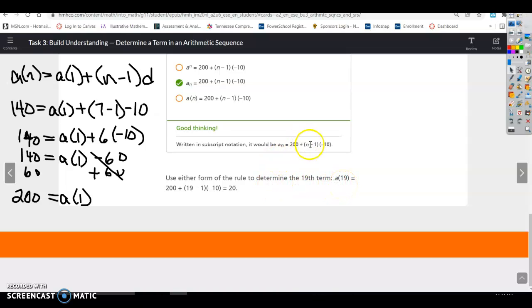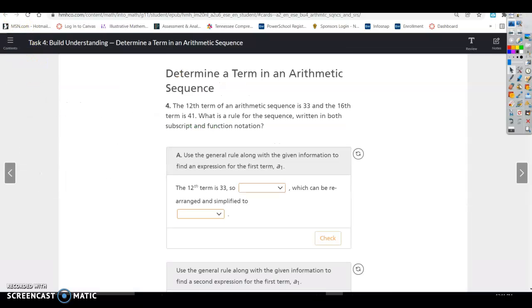We would just use this rule, and we would plug in 19. So we would do 19 minus 1, which is 18. 18 times -10 is -180. And then add that to 200. 200 minus 180 is 20. So our 19th term would be 20. That's all for task 3. If you have any questions, let me know.